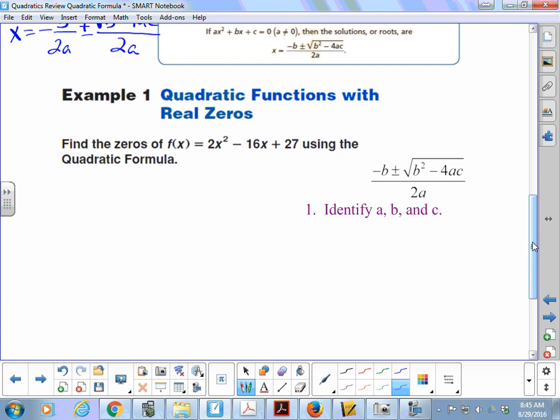All right, so we have the function 2x squared minus 16x plus 27, and they want us to find the zeros and use the quadratic formula. So the first thing that I always want to do is identify the values of a, b, and c, so when I plug them into the formula, I've got them and I'm not guessing. In this case, a is 2, b is negative 16, and c is 27.